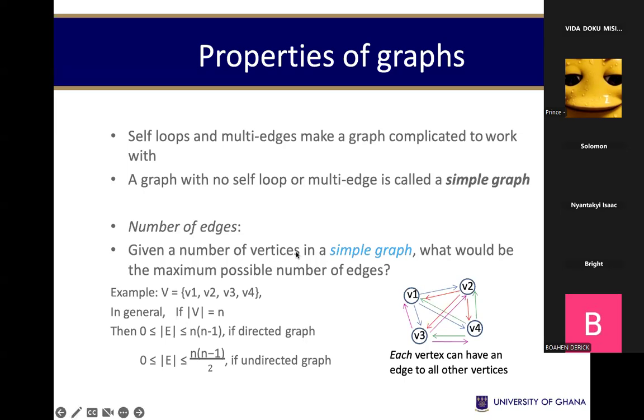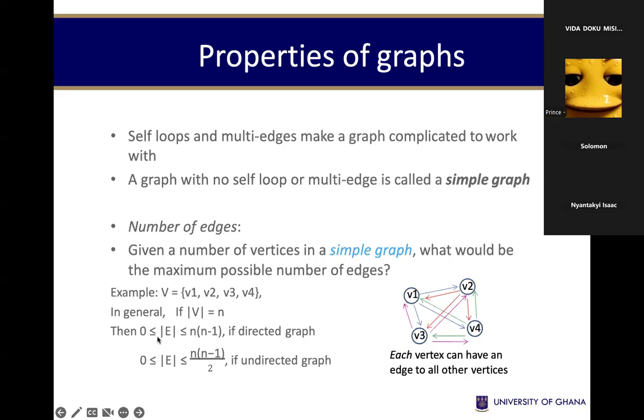Given the number of vertices in a simple graph, what would be the maximum possible number of edges that we can think of? We assume that the number of vertices is known. Our main key thing is how we can get the edges. Let's say, a typical example here: there are 4 vertices, V1, V2, V3, V4. In general, I can have the cardinality or the size of that particular set of vertices, which in this case we know is 4. So the size is n.